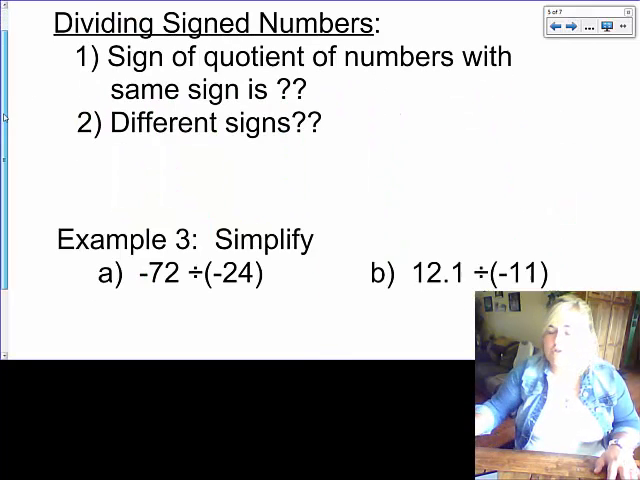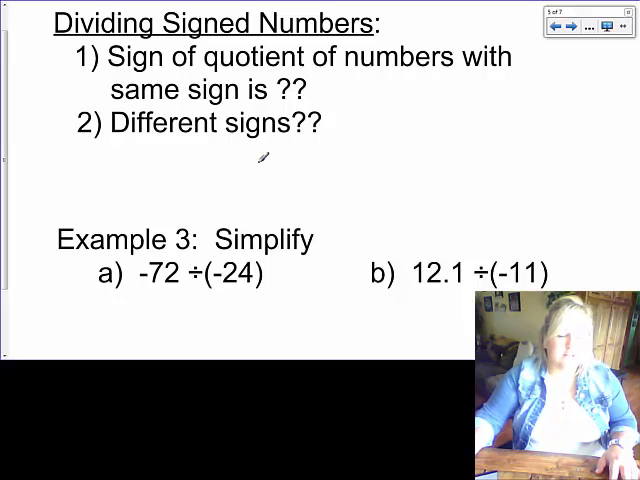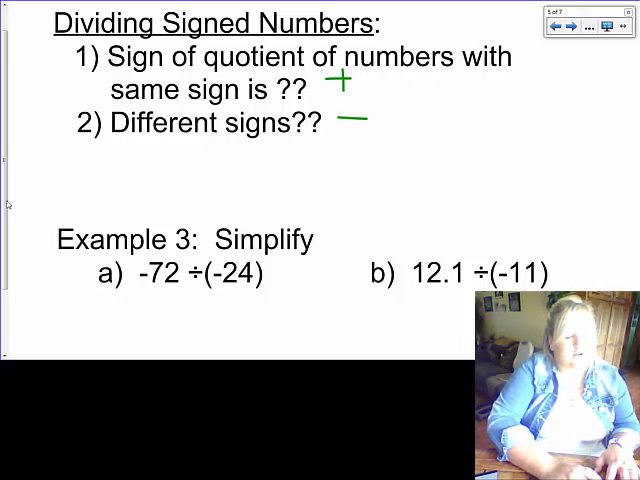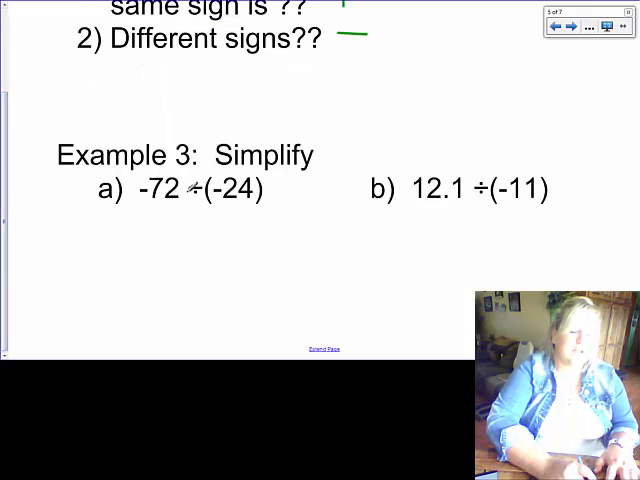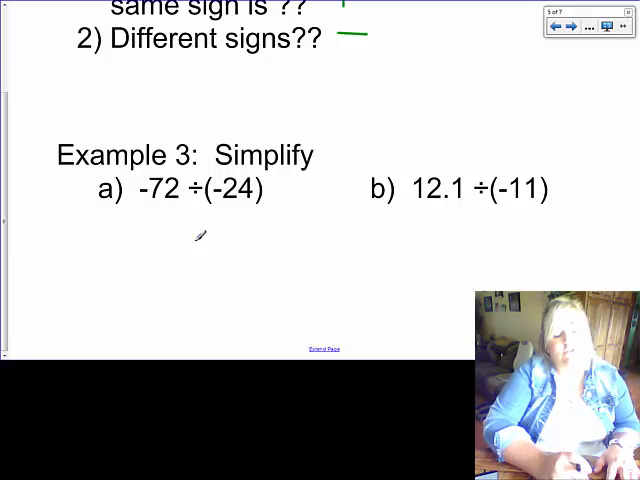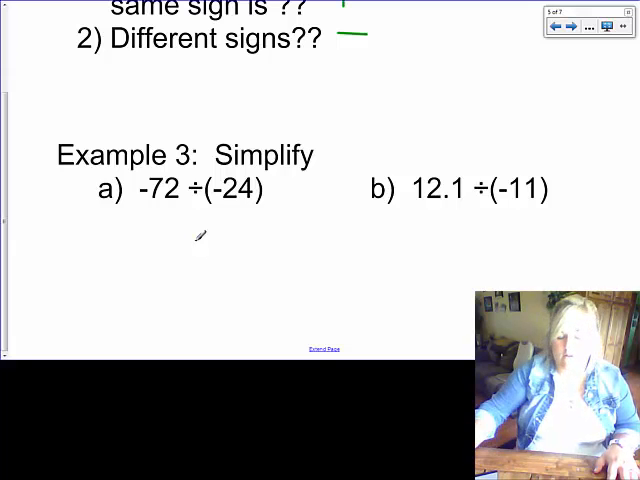Dividing is very similar to multiplying. Whenever we divide, the sign of the quotient of the numbers with the same sign is going to be a positive. If they have different signs, it'll be a negative. So on the first one, we want to say that it's going to be positive, and on the second one, it will be a negative. So down below, I have a negative divided by a negative, which means my answer is going to be a positive. 72 divided by 24 gives me a positive 3.